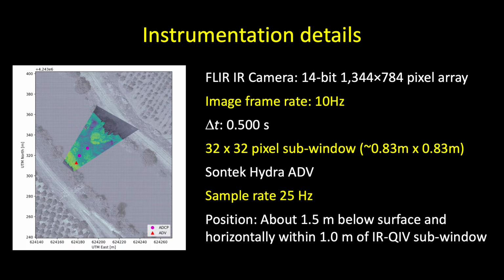We ran a Sontek ADV, and we sampled it at 25 hertz. It was positioned about 1.5 meters below the water surface. It's located at the triangular region shown on the image, the red triangle, and it's positioned horizontally within about 1 meter of the infrared imaging subwindow. We have a bit of uncertainty in the surveying of that Sontek, hence the horizontal uncertainty of about 1 meter.